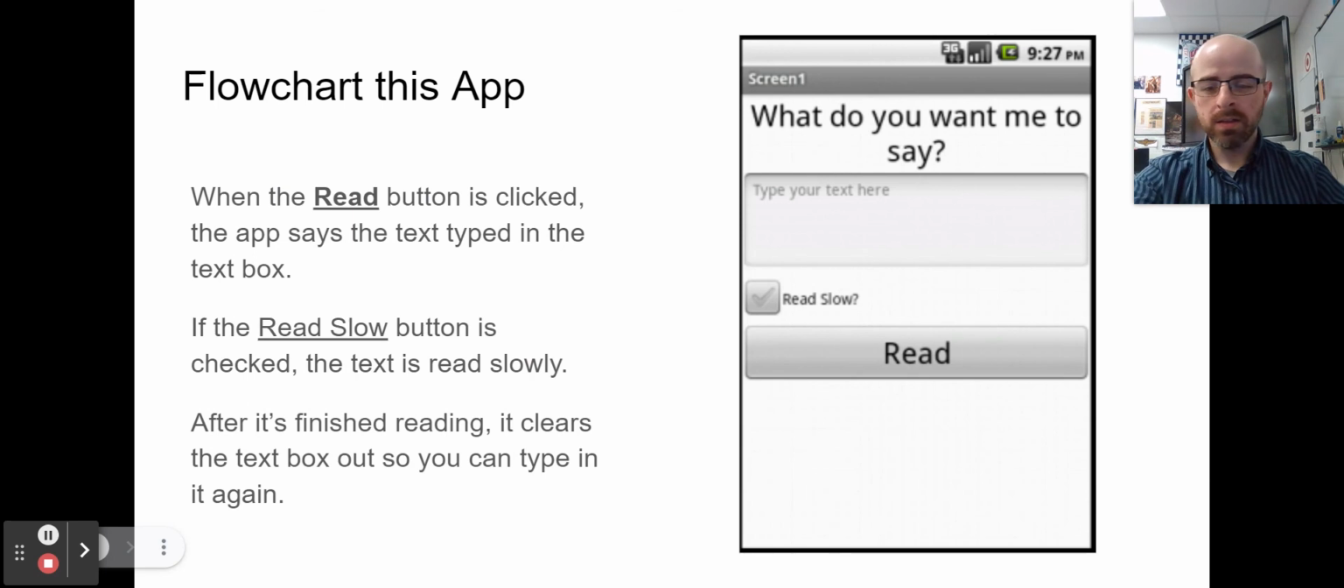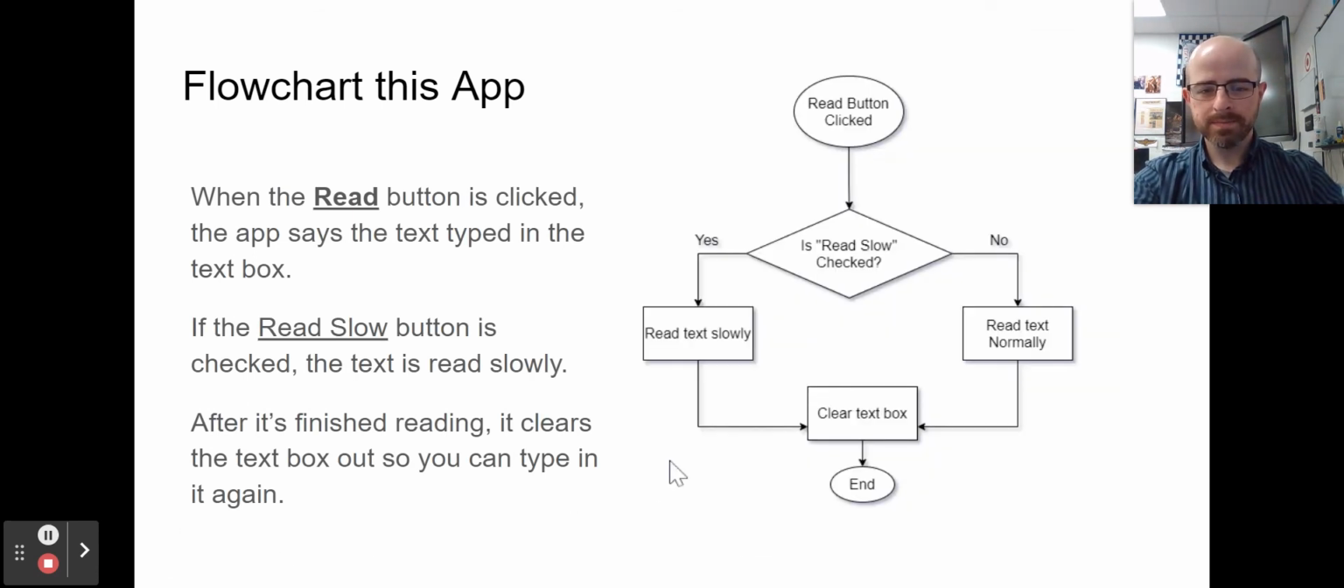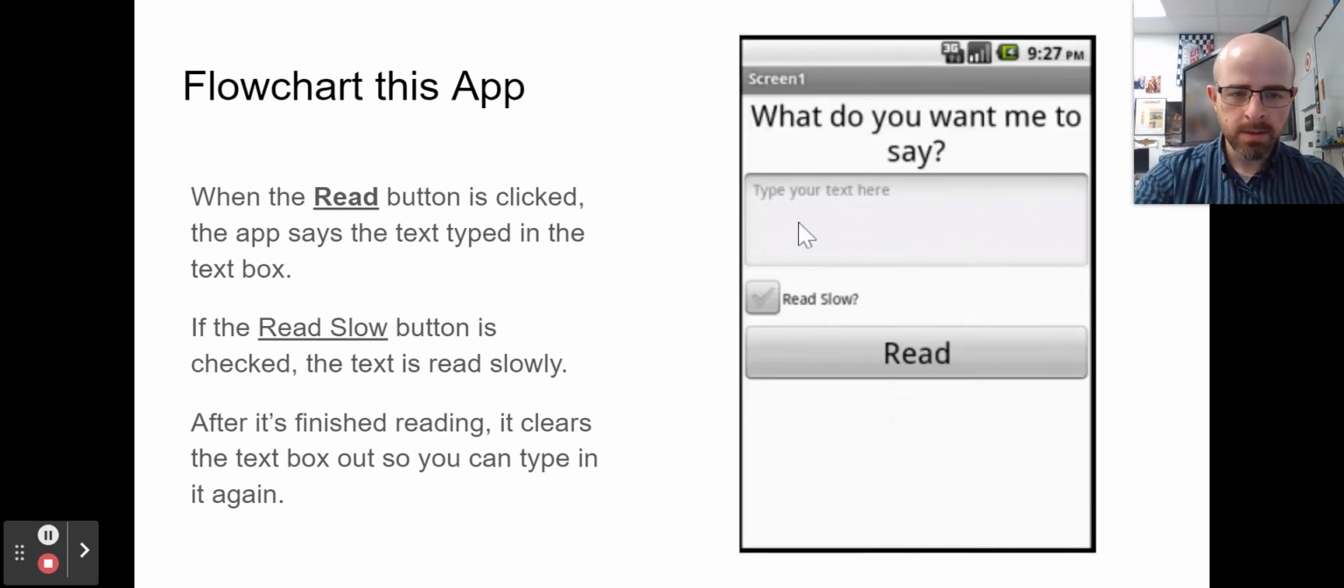All right. Let's see how you did. Now, one thing here. When the read button is clicked, is read slow checked? If yes, read text slowly. If no, read text normally, clear the box, and end. One step that is not here is type in the box. Why? Because the computer doesn't type in the box. You do. And after you type in the box, what happens? Nothing.